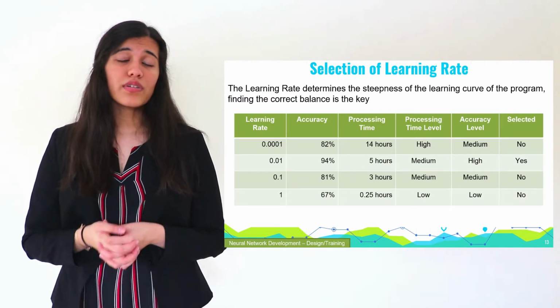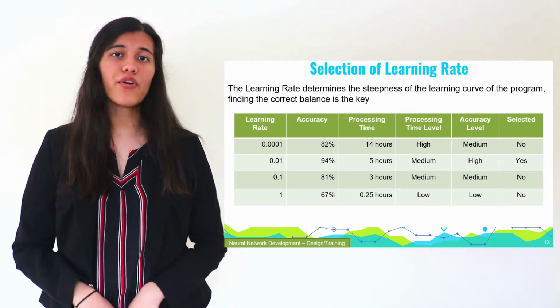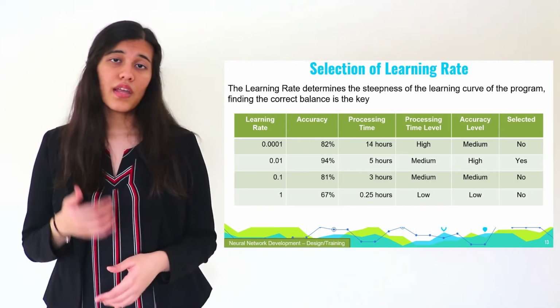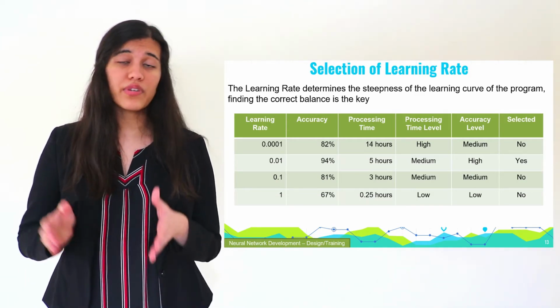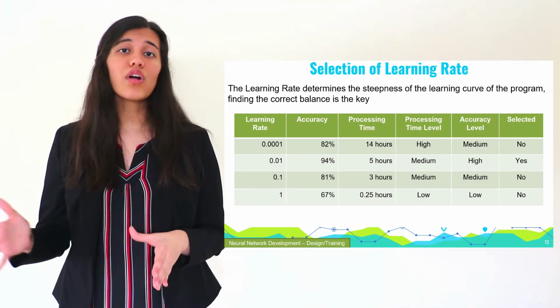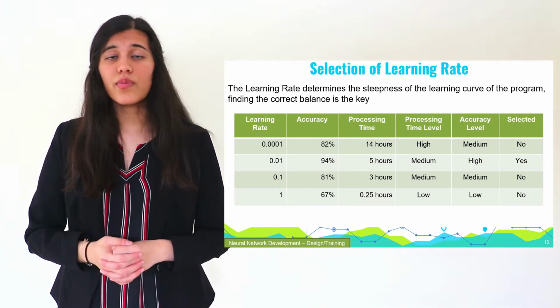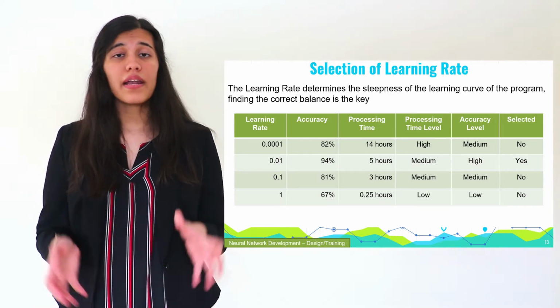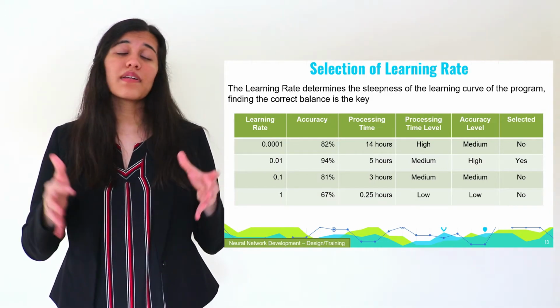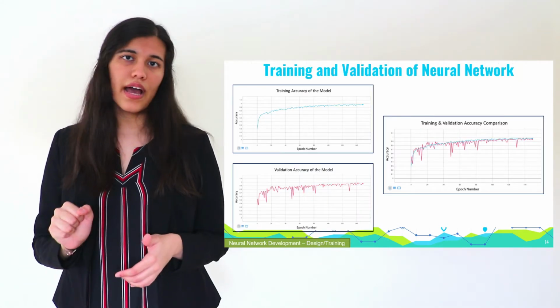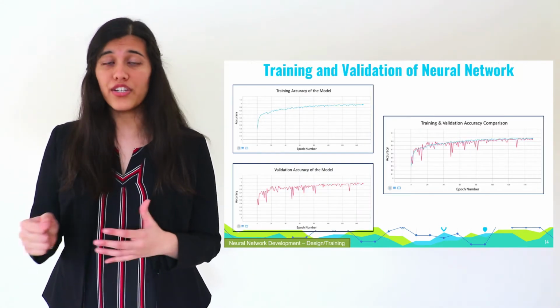The learning rate would determine the size of the steps my program took from one point to another on the gradient descent. Too small would mean that the program would get stuck in a valley, and too large would mean that the optimum point is missed. In the end, I chose a learning rate of 0.01 because it had a medium processing time but a very high accuracy. I then combined all of these parts together for the training of my neural network.